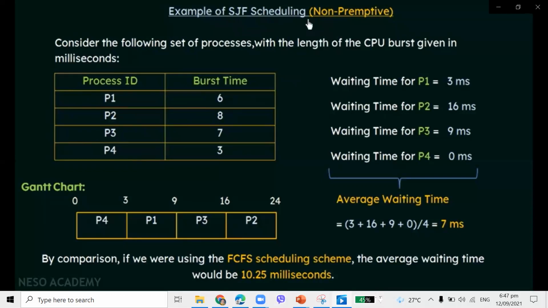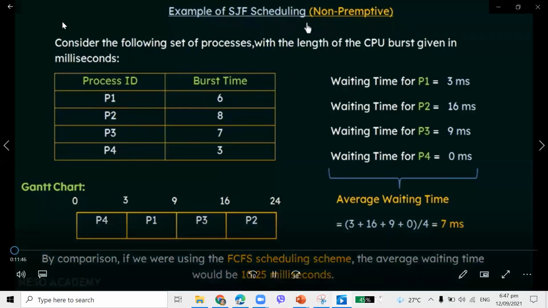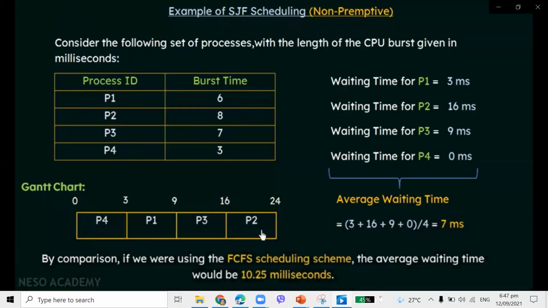So this was the example for a non-preemptive SJF scheduling algorithm. It was non-preemptive because we saw that when one process was using the CPU, nobody disturbed it until and unless it completed and released the CPU. No other processes were given the CPU.